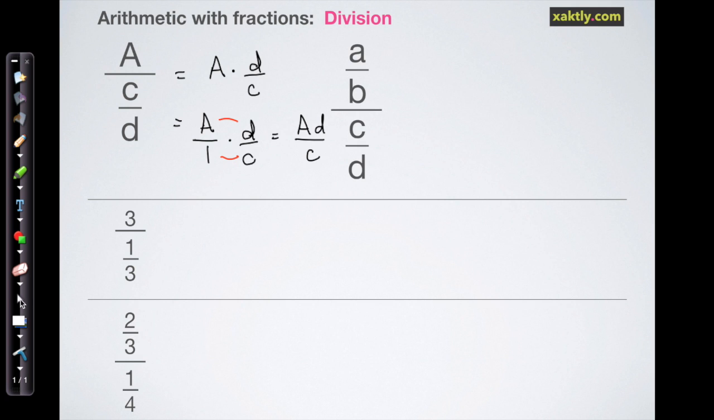And we can also divide a fraction by a fraction. So this division is going to be represented by A over B times D over C, the reciprocal of C over D. And the multiplication rule just gives us AD over BC.